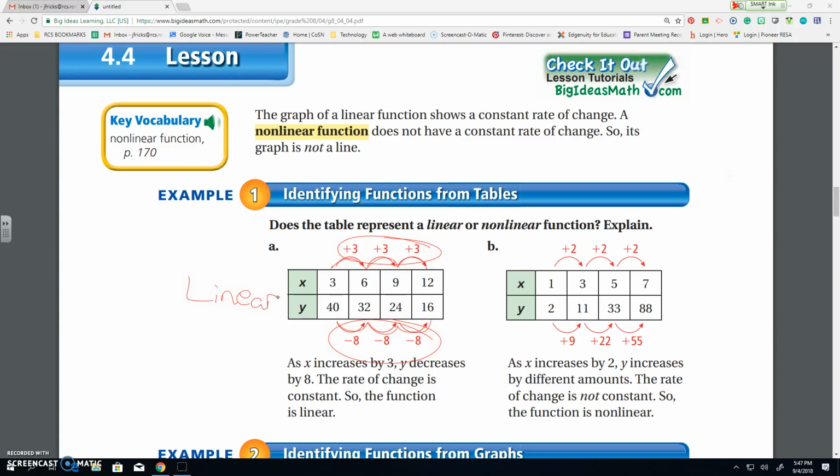And we can say the slope would actually be the y values over the x values. And we'll talk more about that later. Here it would be negative 8 over positive 3. And that would be the slope. So it changes by a rate of negative 8 over 3.